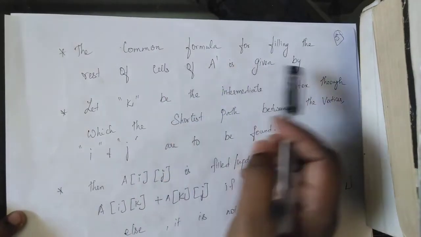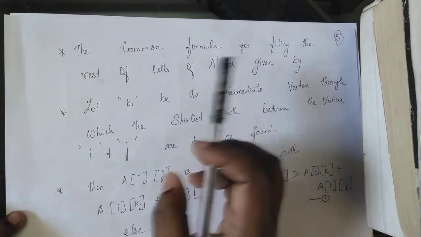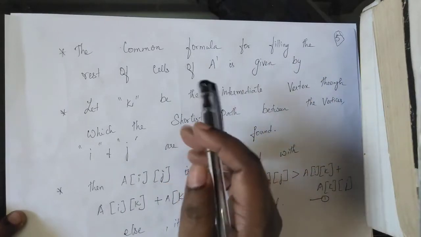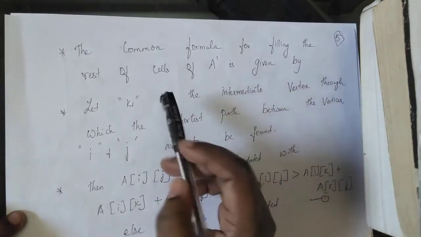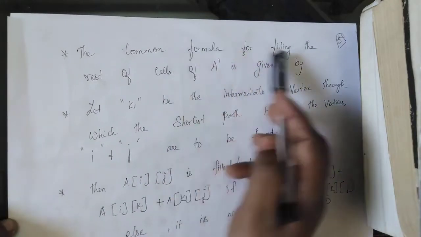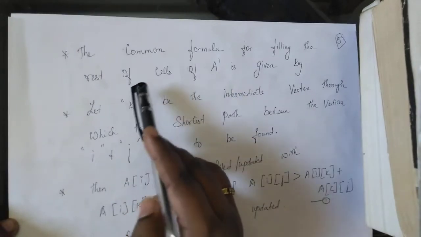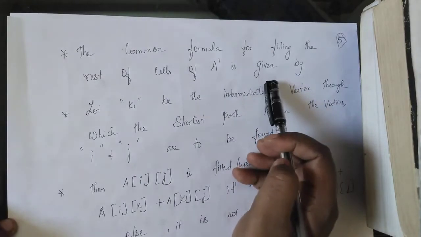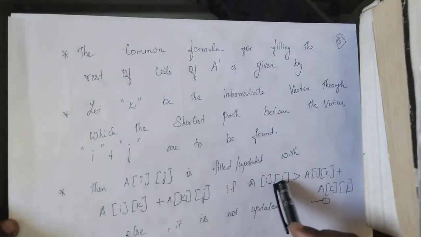So we have a common formula. We will understand this even better as and when we move on, but we'll understand this formula first, to fill the rest of the cells of A1. So the formula is given like this.